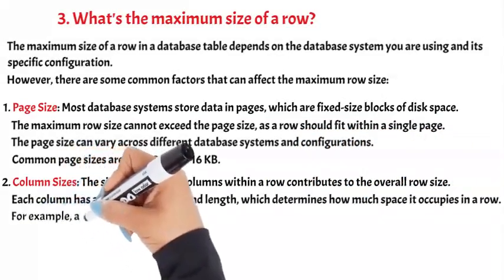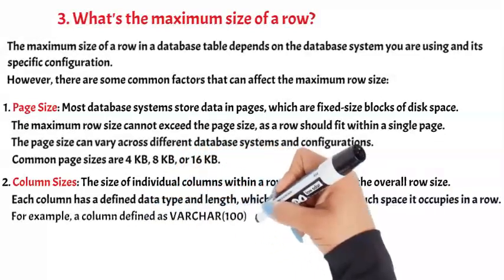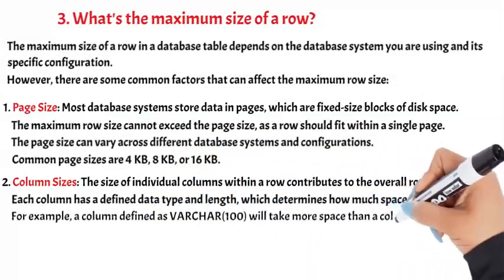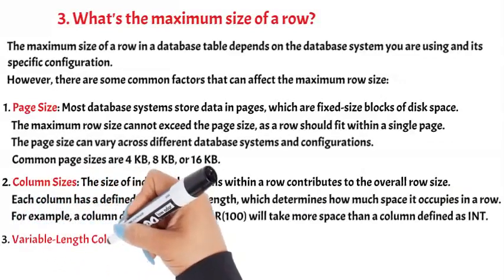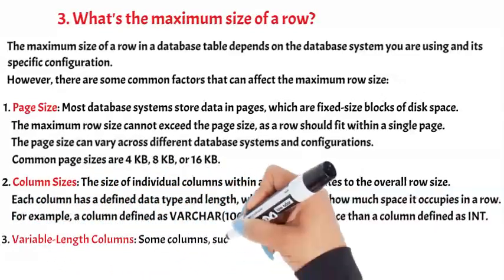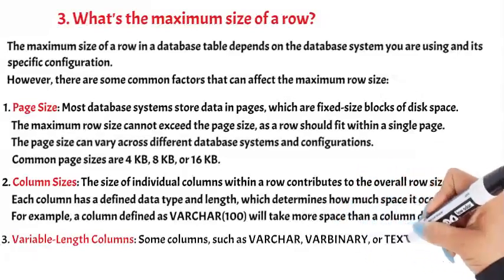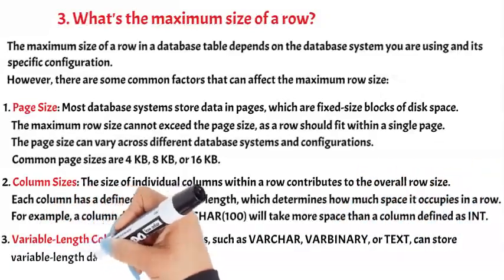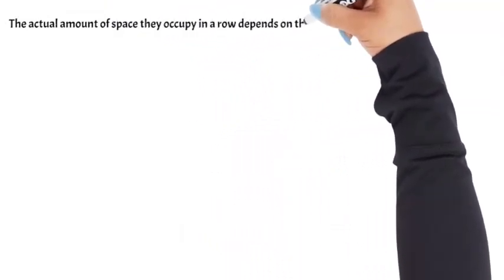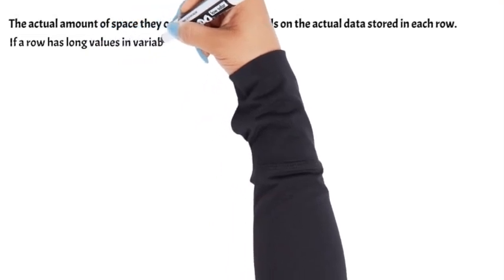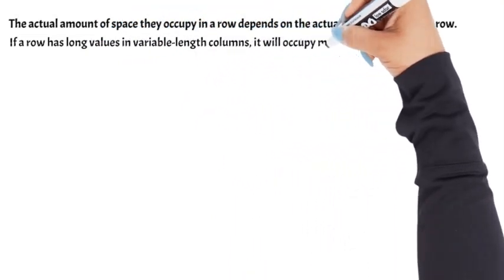For example, a column defined as varchar(100) will take more space than a column defined as int. 3. Variable length columns. Some columns, such as varchar, varbinary, or text, can store variable length data. The actual amount of space they occupy in a row depends on the actual data stored in each row. If a row has long values in variable length columns, it will occupy more space.